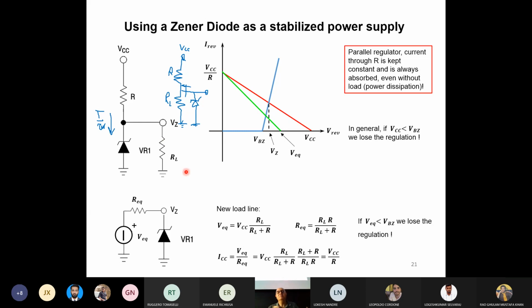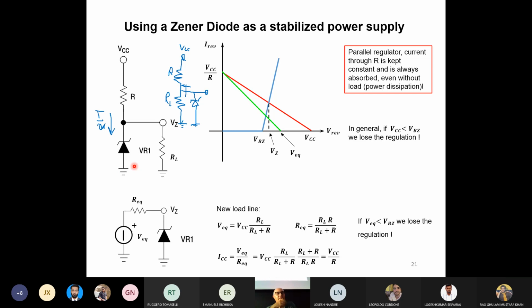So this is an idea for doing a stabilized power supply, but it is almost useless. It draws power even if you don't have any load. And that's typical for the parallel configuration power stabilizer. Actually, you can also find circuits which are more powerful than this, just to have an idea.